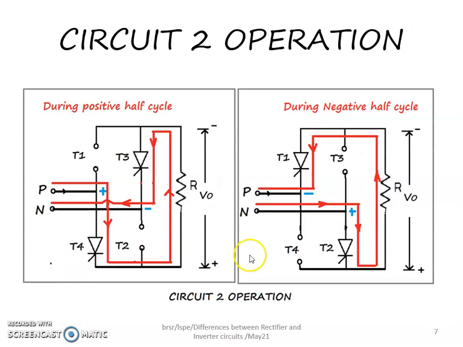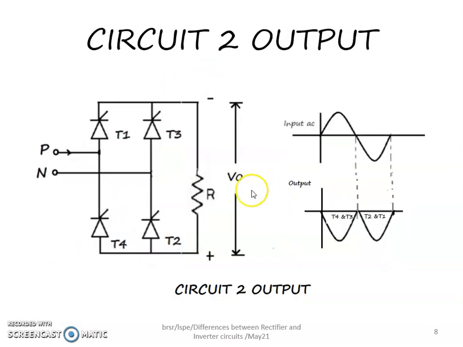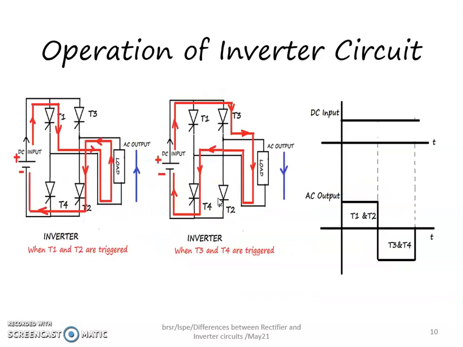Let us now go into the circuit. The operation is also explained here, but this is self-explanatory. Let us now directly go into the inverter circuit. If you see the inverter circuit, we are going to give a DC input, meaning the plus and minus are always going to remain the same, unlike the rectifier circuit where the plus and minus are changing. Now when you give the gating signal for the thyristors T1 and T2, they are going to conduct.